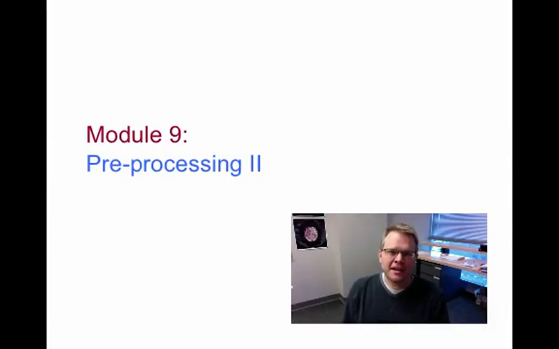Hi, this is the second of two modules on pre-processing. In the first module we talked a little bit about slice time correction, motion correction, and co-registration. In this module we'll turn our attention to normalization and a little bit of spatial smoothing.